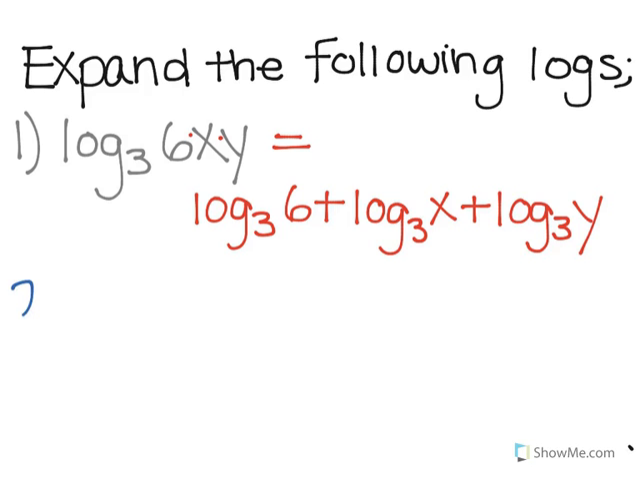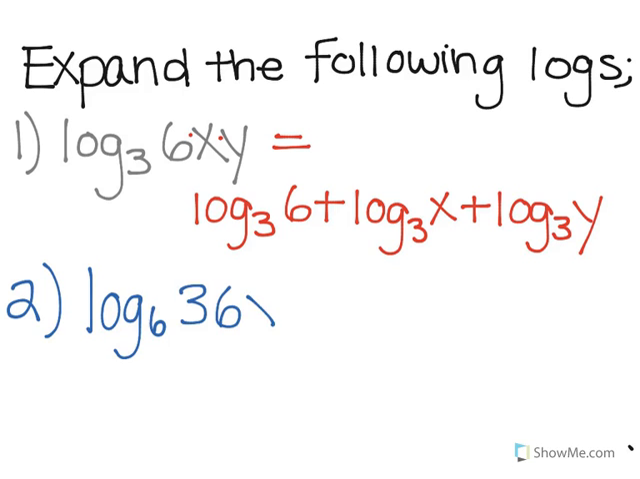Alright, our second example, number 2. If I gave you log base 6 of 36x squared. Now this one has 2 properties in it. It has the power property because the x has an exponent of 2, and 36 is being multiplied, which is the product property, with the 36 and the x squared. So go ahead, try this problem, and then pause, and then I'm going to show you the answer.